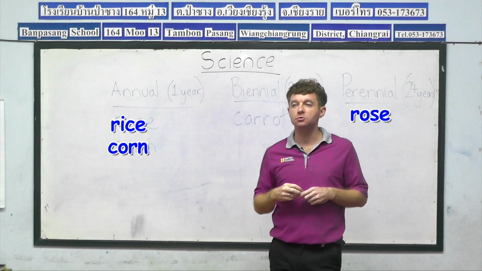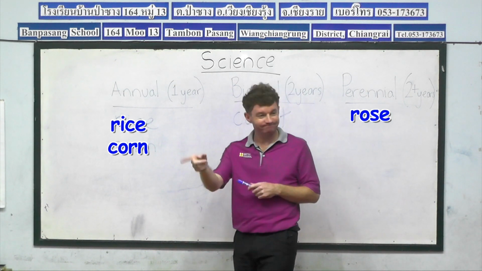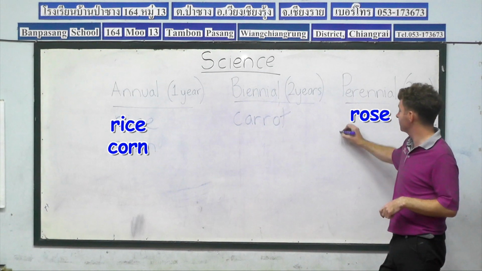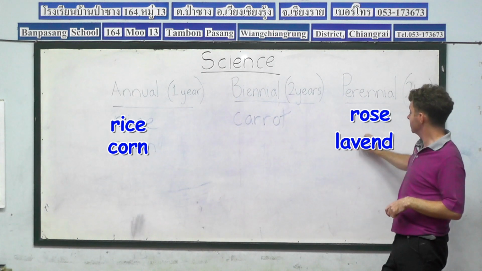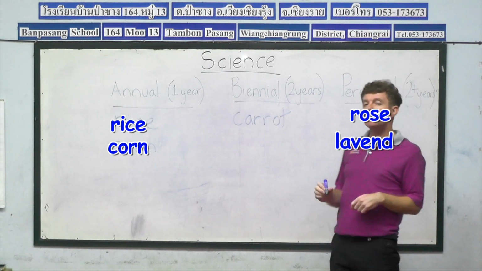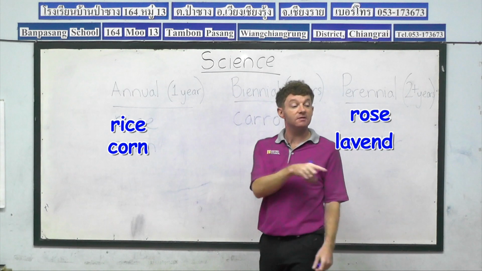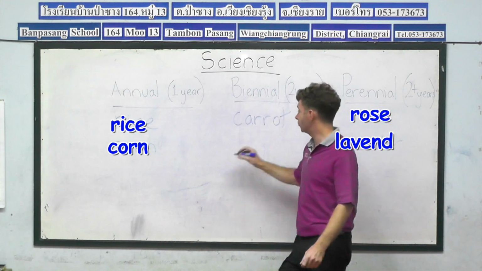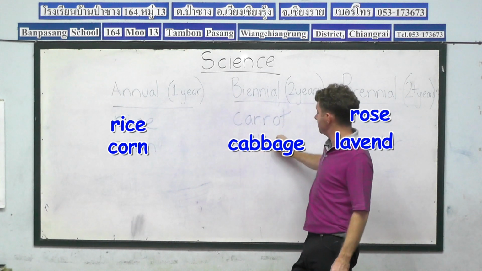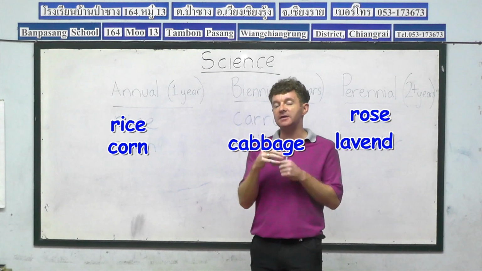Now let's see if we can think of another. How about lavender? Lavender plant. Perennial, yes. Like the rose, the lavender lives for more than 2 years. Excellent. How about a cabbage plant? Biennial. So cabbages live for how many years? 2 years. 2 years. Excellent. C-A-B-B-A-G-E.